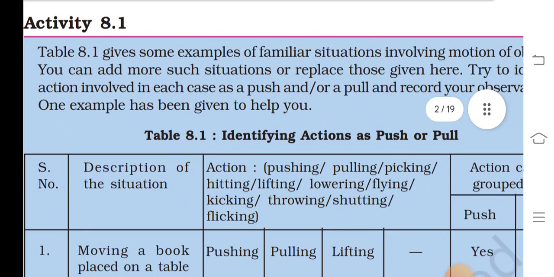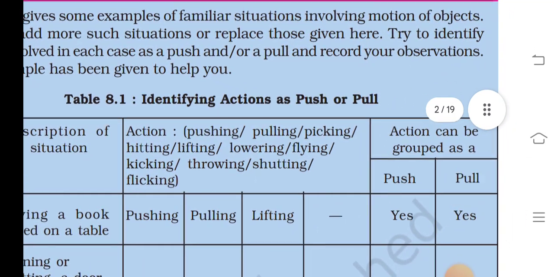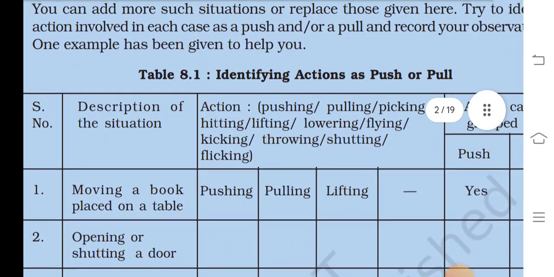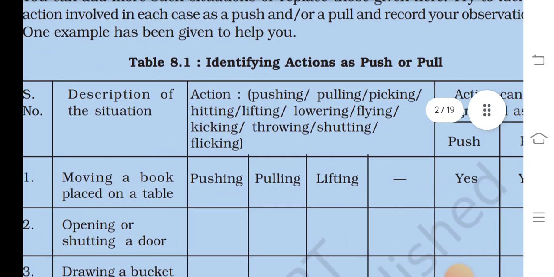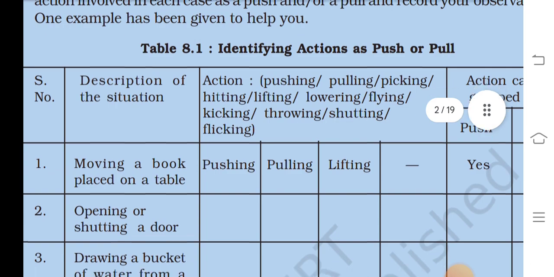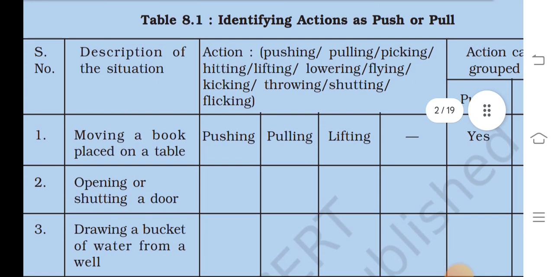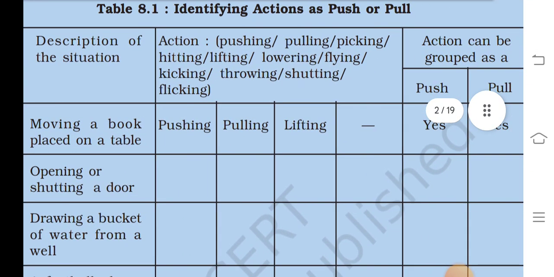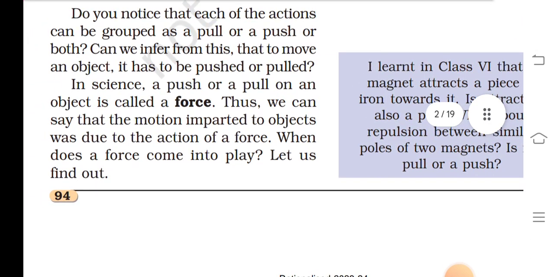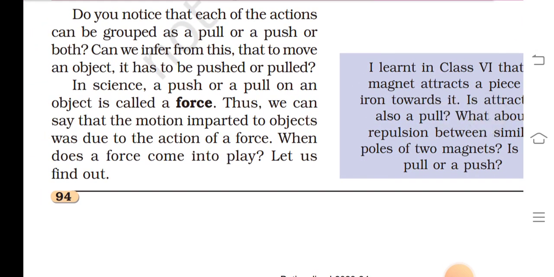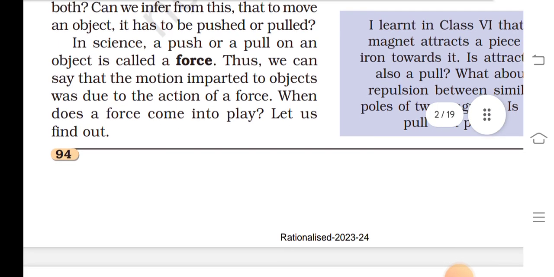Table 8.1 gives some examples of familiar situations involving motion of objects. You can add more such situations or replace those given here. Try to identify; one example has been given to help you. Description of situation: action, pushing, pulling, picking, hitting, lifting, lowering. Do you notice that each action can be grouped as a pull or push or both? Can we infer from this that to move an object it has to be pushed or pulled?